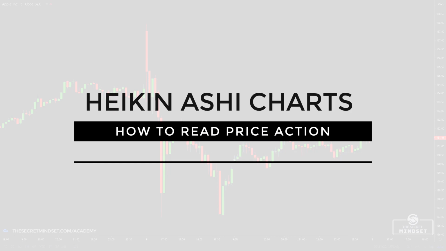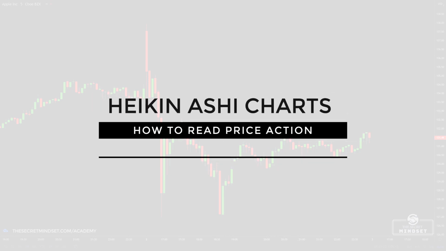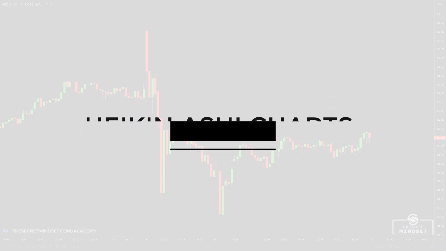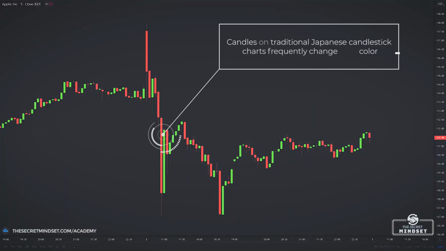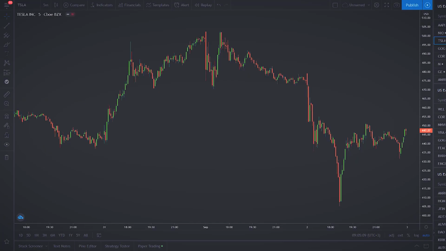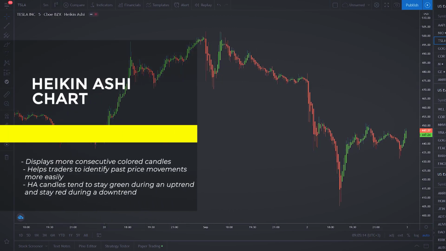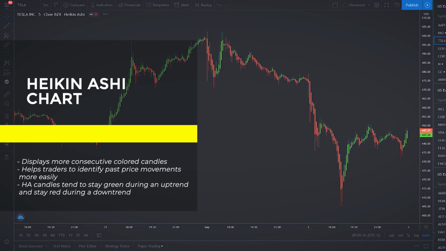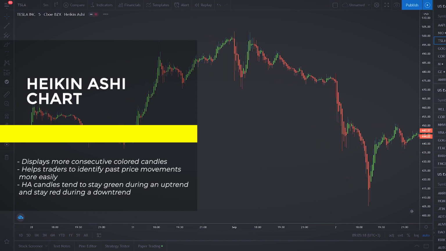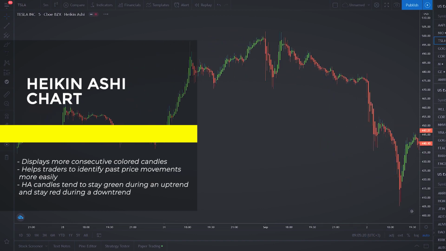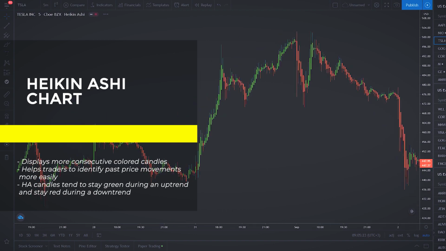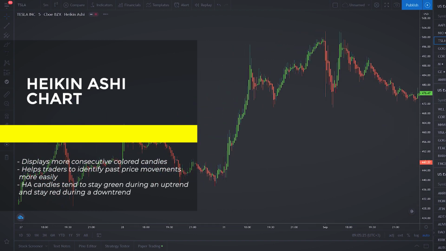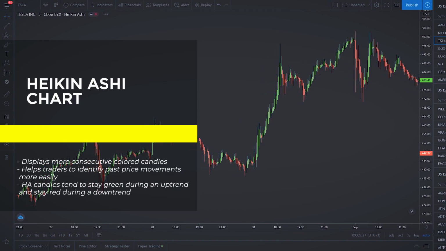Before going further, let's refresh our memory with how the Heikin Ashi chart plots prices and how traders use this type of chart when analyzing the price of an asset. Candles on traditional Japanese candlestick charts frequently change their color, which can make them difficult to read. On the other hand, candles on the Heikin Ashi chart display more consecutive colored candles, helping traders to identify past price movements more easily. You'll notice that Heikin Ashi charts have a tendency for its candles to stay green during an uptrend and stay red during a downtrend.